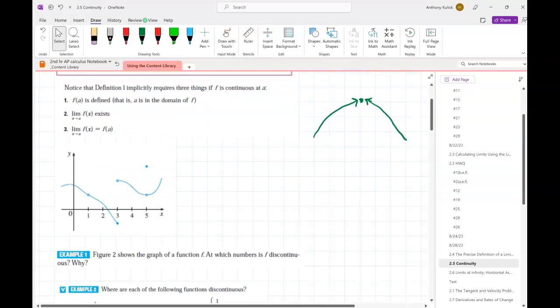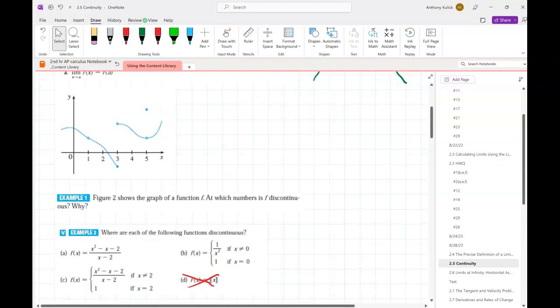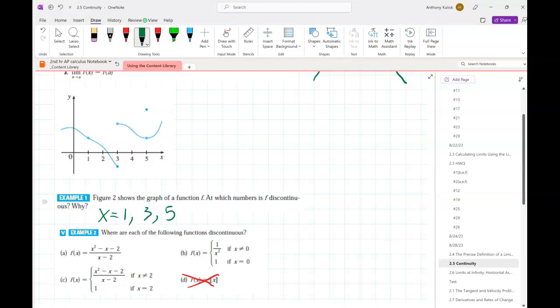So again, this implies that f of a is defined, that is, a is in the domain of f. The limit of f of x at a exists, and then the limit is equal to the evaluated function. So if we look at this graph above, what values are we discontinuous at? 1, 3, 5. Great. Why?